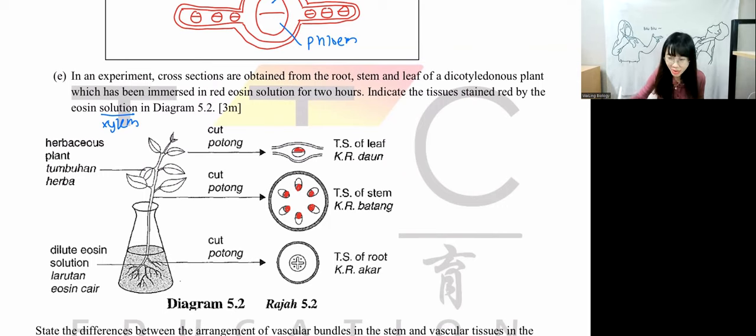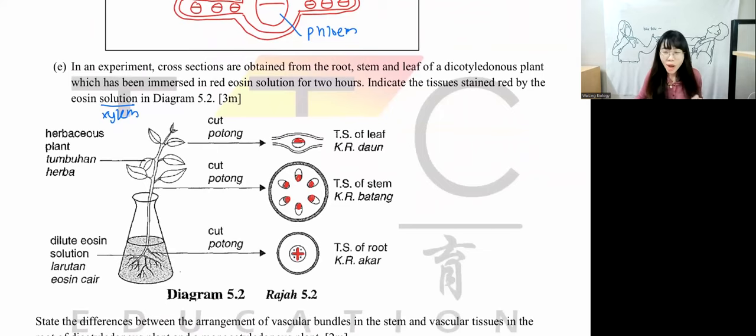The star shape, correct? We don't call it a cross, remember, it's called star shape. Star-shaped xylem. So this is the location for xylem. As you have labeled these three, you get 3 marks. Easy 3 marks, guys. Just coloring, you get 3 marks. But of course, you're going to color the correct area.